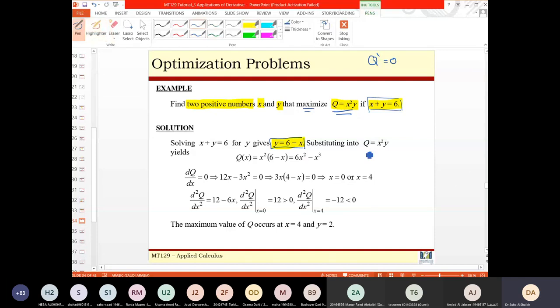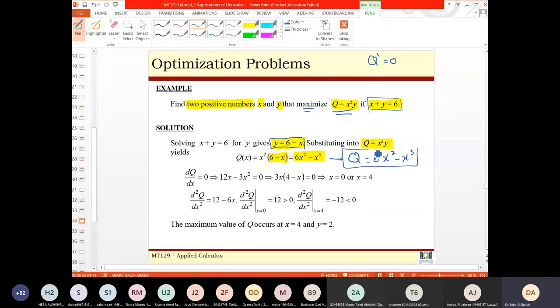Now find the q dash. This is my q. What is the q dash? Now first of all, we don't find the q dash لحد ما we make the equation into an equation in one variable. If you have q equal to x squared y, and you know that y is equal to 6 minus x, substitute y with 6 minus x. So this will be x squared في ال y, which is 6 minus x. This will be 6x squared minus x cubed. And this is my new q now. My q now is 6x squared minus x cubed.